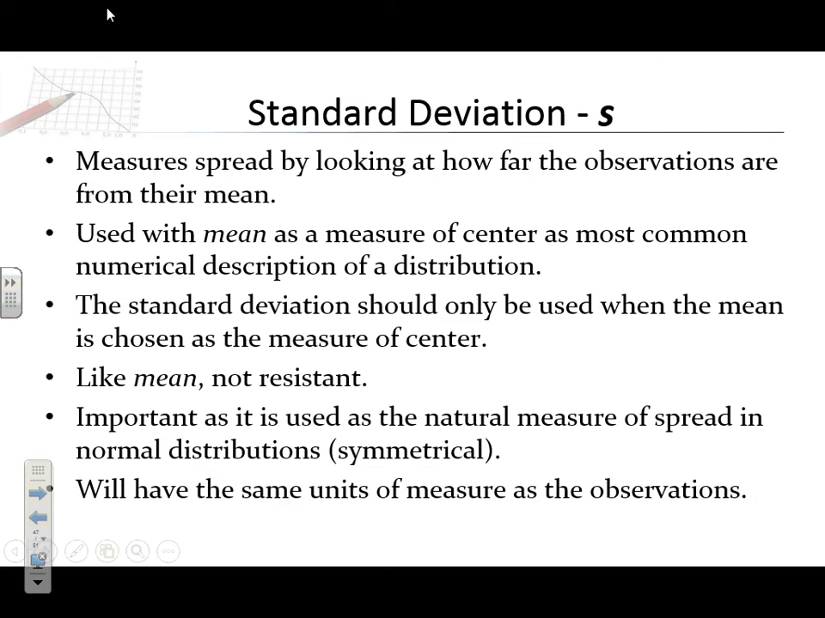When we calculate standard deviation, just like any other measure of spread or any other measure of center, they always have the same unit. So if you have units of pounds in your data, standard deviation is going to be in pounds. If it's inches, it's going to be in inches, and so on. So units of measure are always the same with standard deviation in the data.